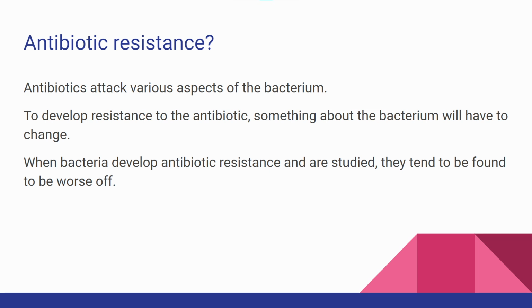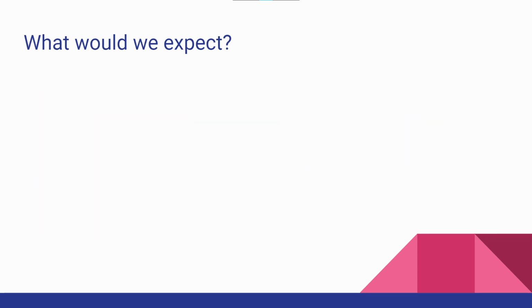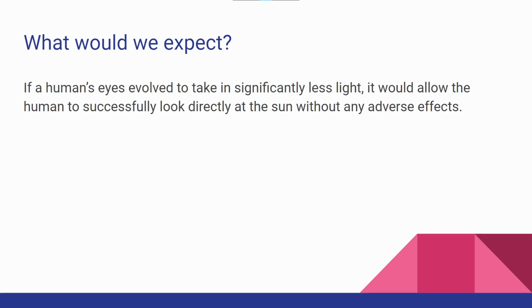And this should make sense to us in general. This is actually what we would expect. Let's apply this line of thinking to humans, just to make it easier for us to understand. If a human were to have eyes that are microevolutionary changed to take in significantly less light, that in theory would allow the human to stare directly at the sun without adverse consequences. Would you happen to have any examples of those adverse effects? We'll get to that.